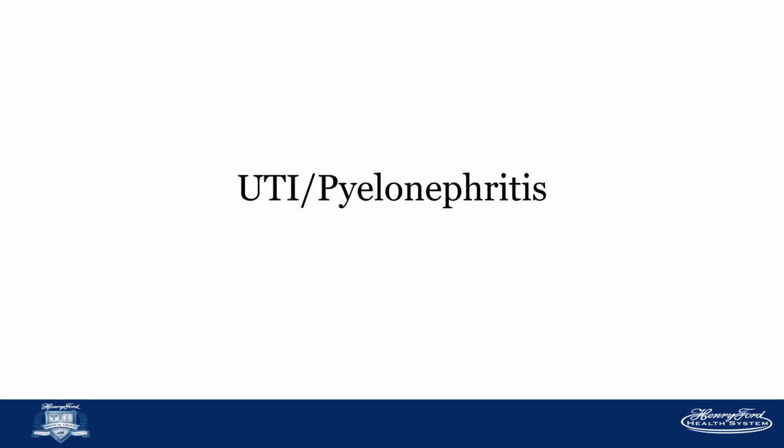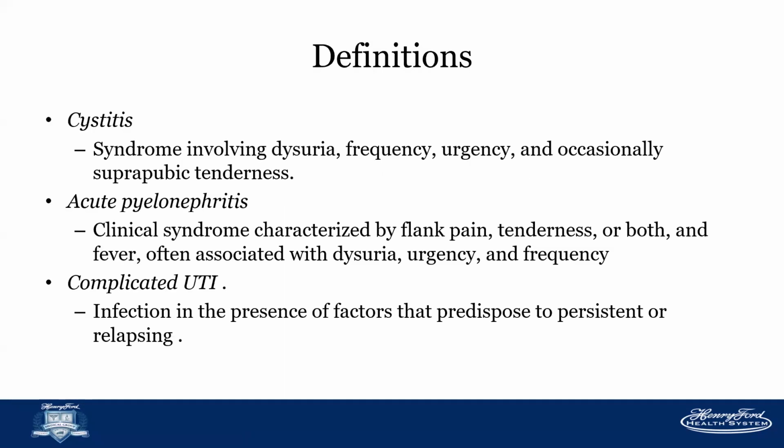So I want to, at this time, transition to talk about urinary tract infections and pyelonephritis. Just to start off with some basic definitions: cystitis is a syndrome involving dysuria, frequency, urgency, and occasionally suprapubic tenderness. So this is basically an infection of the lower urinary tract, or a bladder infection.